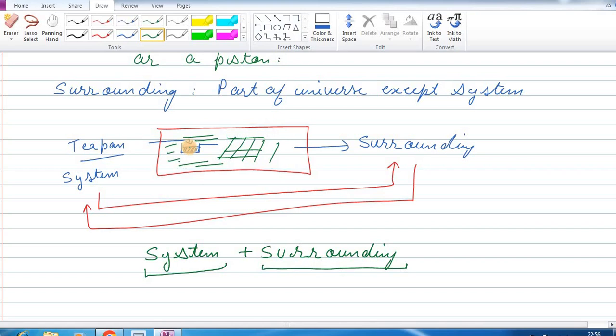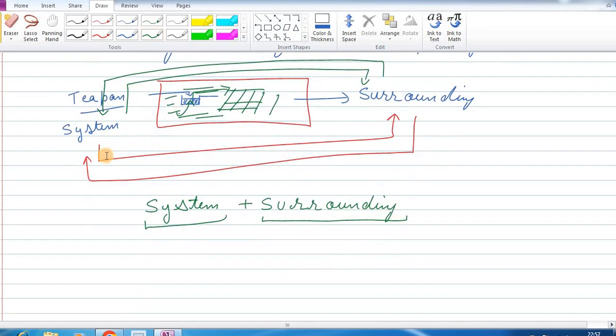Similarly, the system also affects the surrounding. If the tea is very hot, it is going to release more heat, and if the tea is very cold, it is going to absorb more heat. So system and surrounding affect each other. That's why we have to deal with the properties of both. System plus surrounding is called the universe. So these are the two basic definitions.